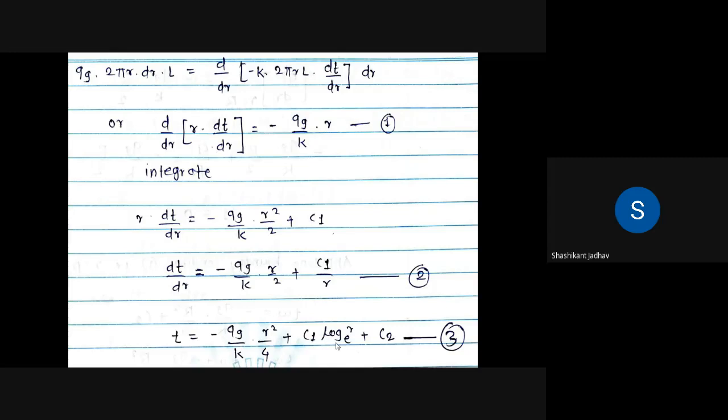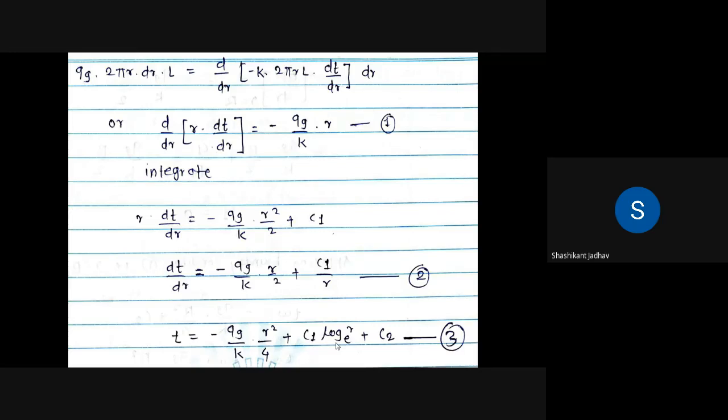Now we have to integrate this equation. By taking the integration of the derivative, integration and derivation are opposite to each other, so that will cancel. So what is the remaining term? That is r into dt by dr is equal to, the integration of r is r square by 2, so minus qg by k into r square by 2 plus c1. So from that we get dt by dr is equal to minus qg by k into r by 2 plus c1 by r, and that is equation number 2.